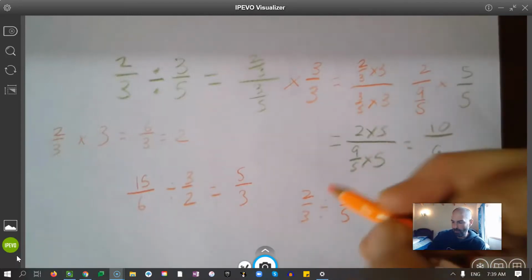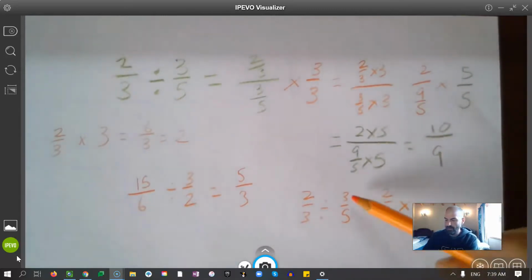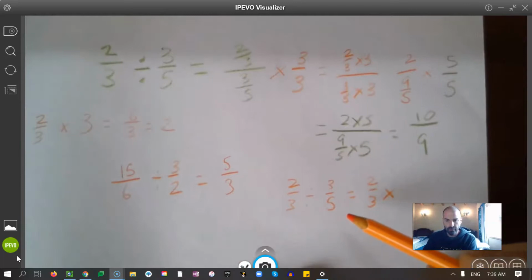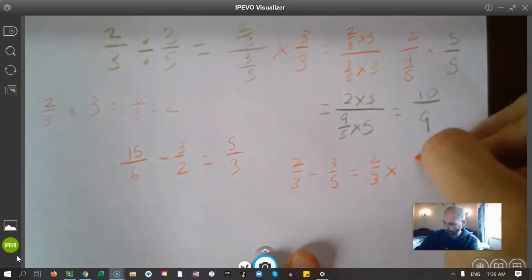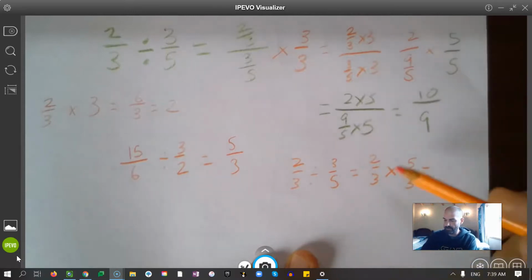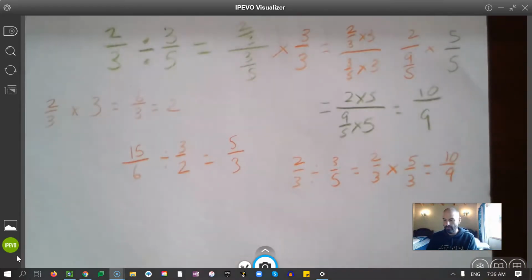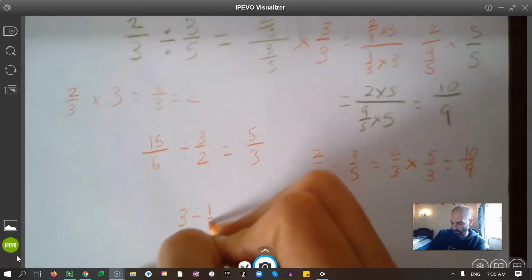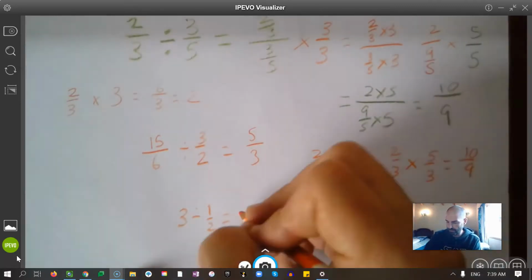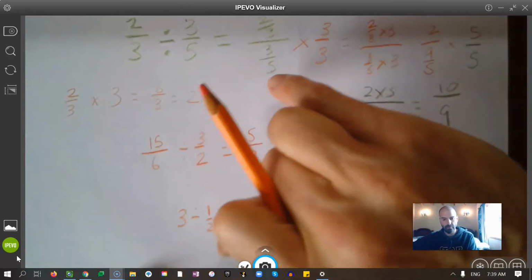So what does that mean? That means that what we can do instead is go 2/3 times the reciprocal. Reciprocal means when we take a number and we flip it. So this is 2/3 times 5/3, which equals 10/9. Nice. Whoa, cool. If you want to look at that as something we've done before, if I have 3 divided by 1/2, that equals 6, which is the same thing as 3 times 2. And the reciprocal of 1/2 is 2.